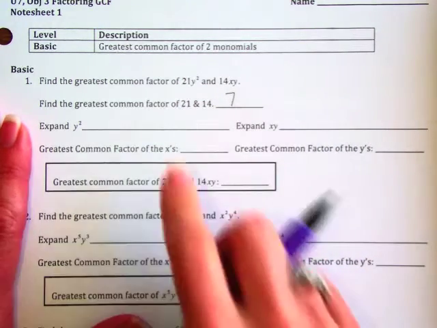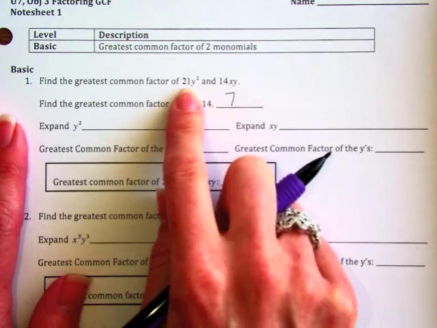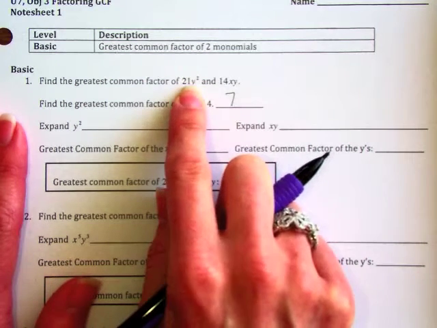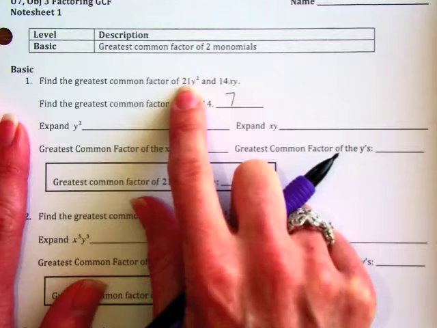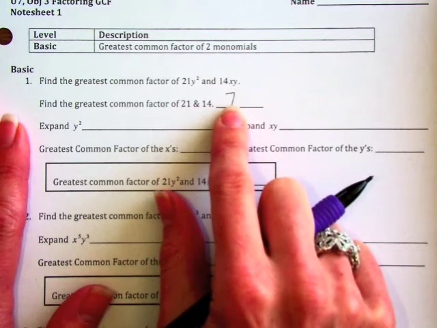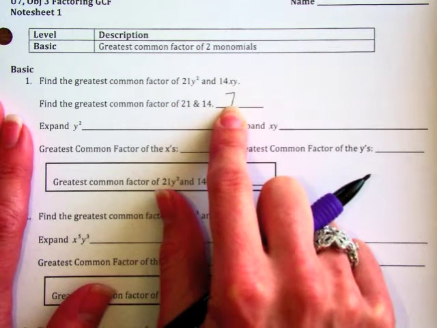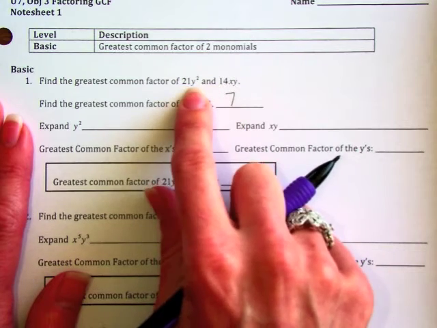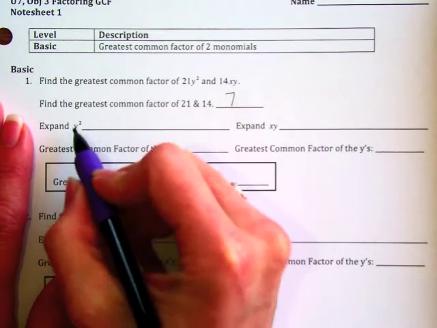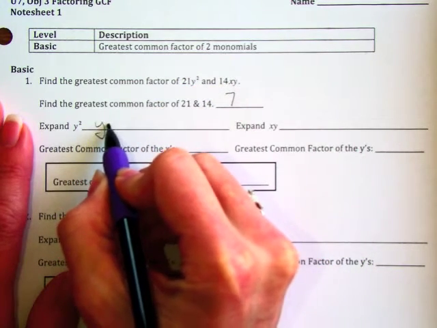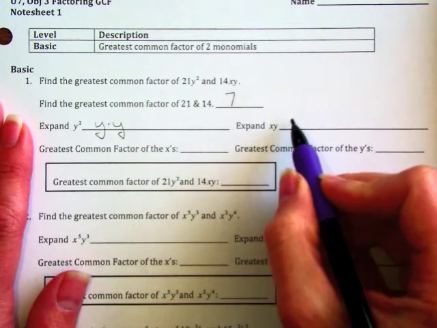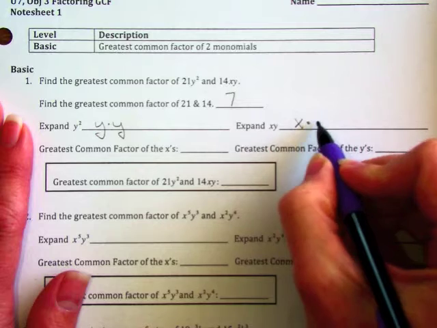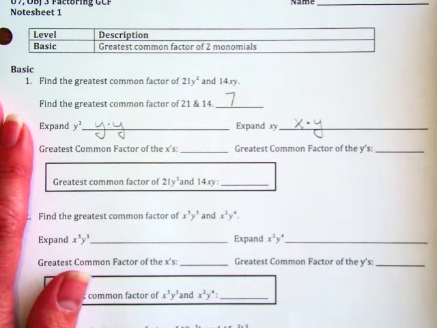Now we're going to look even more in detail at these two monomials. This one is 21y squared, this one is 14xy. We looked at the numbers 21 and 14 and found the greatest common factor is 7. Now we're going to look at the variables. Here I have a y squared, so expanding y squared means I have y times y. Here it asks me to expand xy, so that means I have an x times a y. There's nothing to really change there.